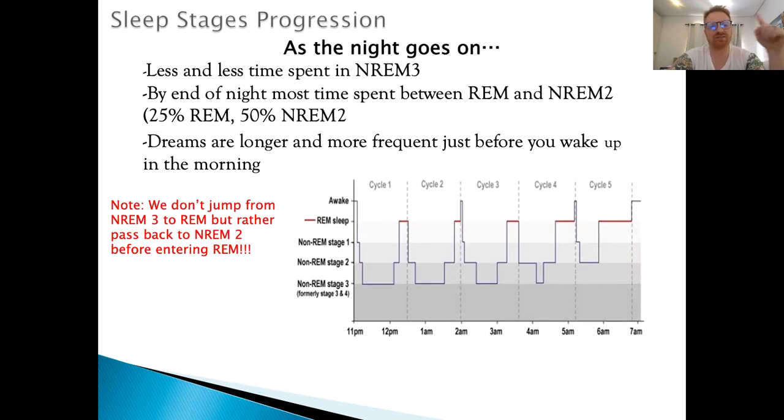So how do the sleep stages progress as the night goes on? So as we can see with this sleep cycle, if you were to sleep at 11, you go to bed at 11 and you wake up at 7, that's an 8-hour night of sleep.